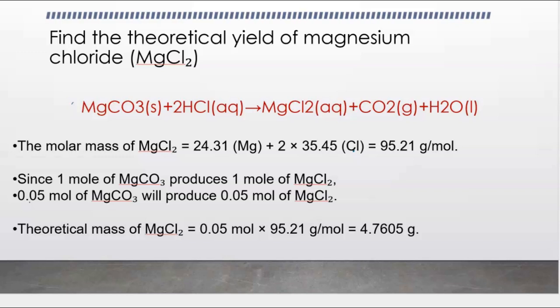To find the theoretical mass of magnesium chloride, based on the balanced chemical equation, magnesium carbonate moles and magnesium chloride moles are equal. Therefore, 0.05 mole of magnesium carbonate will produce 0.05 mole of magnesium chloride. Now, you need to calculate the theoretical mass of magnesium chloride. Mass of magnesium chloride equals moles of magnesium chloride multiplied by molar mass of magnesium chloride. 0.05 multiplied by 95.21 equals 4.765 grams.